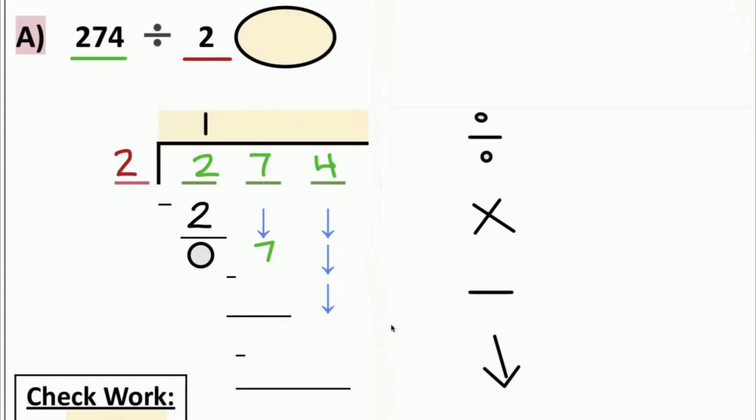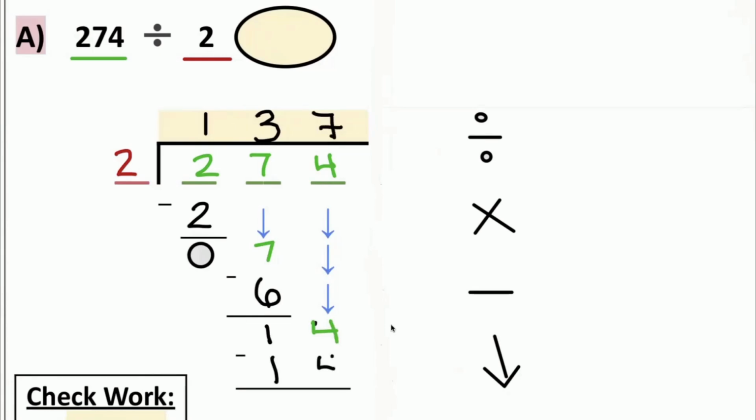And then we're just going to repeat these steps again. How many times does 2 fit into 7? Well, 2, 4, 6. It fits in 3 times. So I'm going to write the 3 up here. That's our division step. 2 times 3 is 6. We're going to subtract. 7 minus 6 is 1. And then bring down our 4. 2 fits into 14 7 times, or you could think 14 divided by 2 is 7.